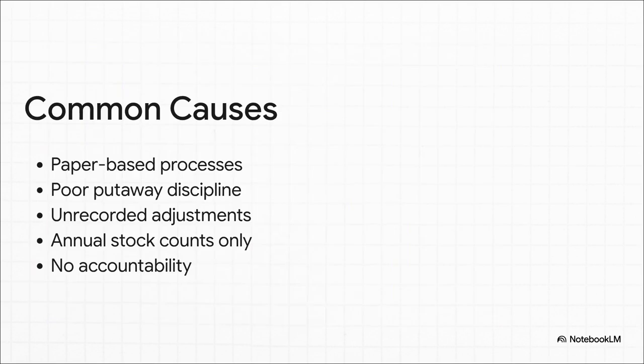Well, it's almost never one big event. It's really death by 1,000 cuts. You've got paper-based processes that create delays. You've got poor put-away discipline, which means an item is technically in the building, but for all intents and purposes, it's lost. Then there are those little unrecorded adjustments for damages or samples that slowly poison your data. And relying on a single massive annual stock count, that's just letting problems pile up for 364 days before you even bother to look. It all boils down to a lack of real-time discipline and accountability.